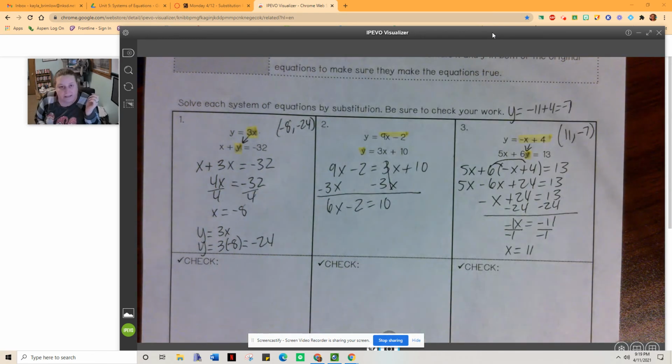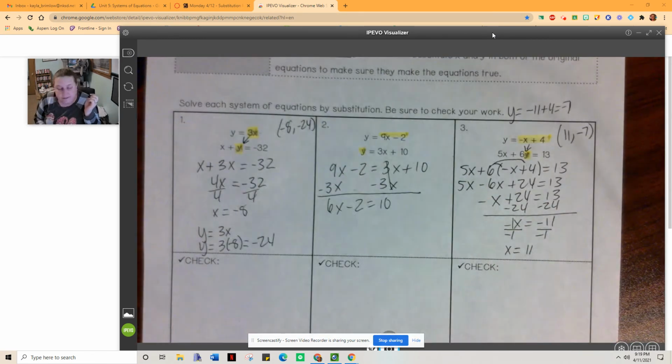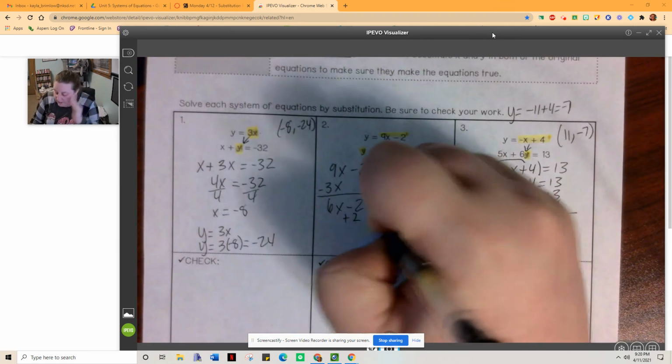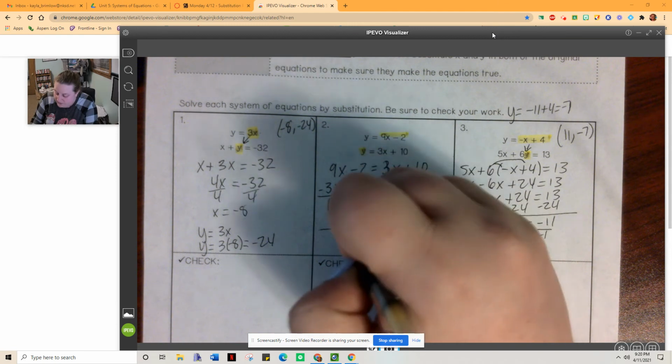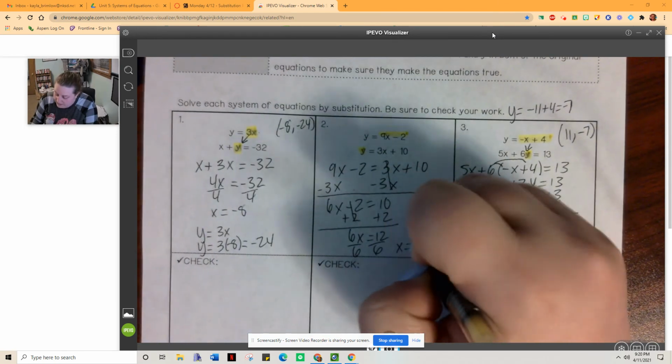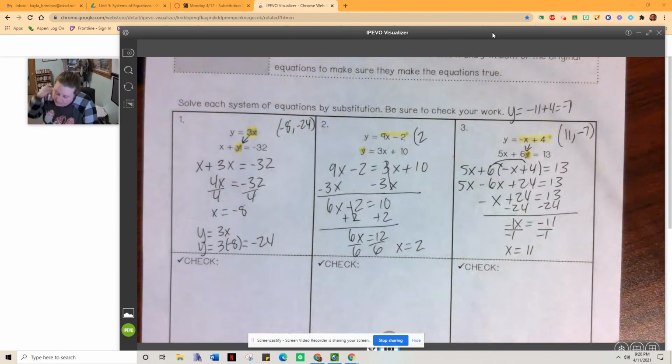So that means there's no more x's on this side. They're all together on this side, okay? And we kept our equation balanced. Now I just have a two-step, so I'm going to add 2 to both sides. 6x equals 12, divided by 6, x equals 2, okay?